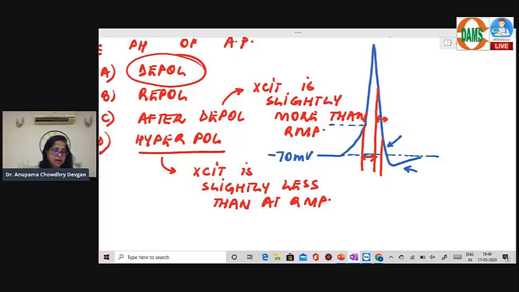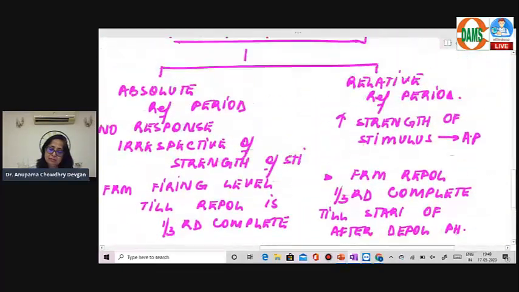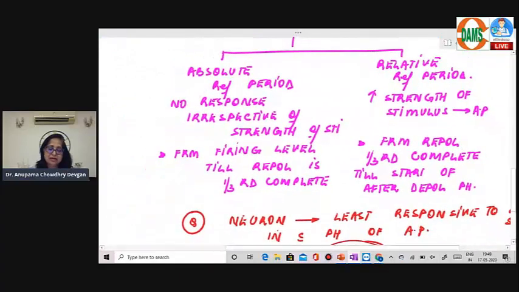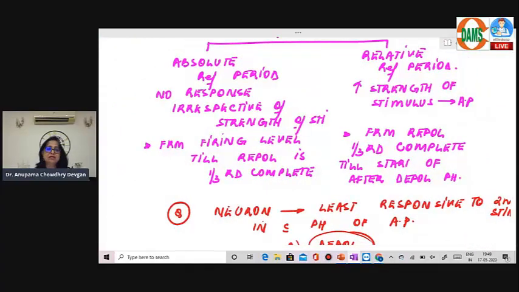This is as far as your absolute refractory period, like I said, no response, irrespective of strength of stimulus. Relative refractory period, increase the strength of stimulus, it will produce an action potential. See, action potential will occur in the relative refractory period if I increase the strength of stimulus. What will cause an action potential? Opening of sodium channels. If sodium channels have gone from inactivated to resting state, at least if some sodium channels have gone, I can generate an action potential. Have you understood?